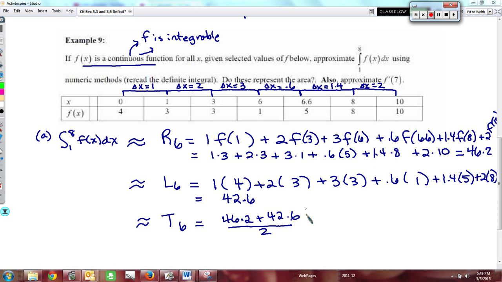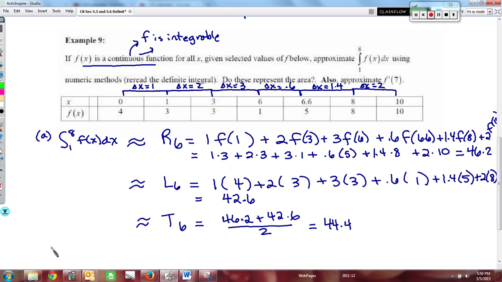Shockingly, I managed to add correctly there. We know I have problems with that in class. And then we just average these two together. So you end up with 88.8 divided by 2, or 44.4. So those are our estimations using the numerical methods for this definite integral.